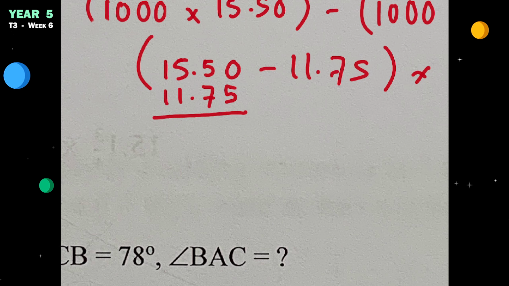So I want to do 0 take away 5. I cannot, so I borrow. I put a 4 here. I put 10 here. 10 take away 5 is 5.